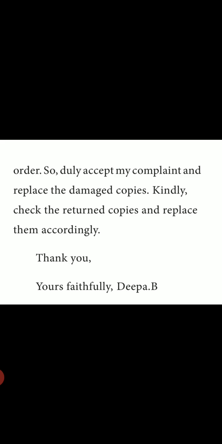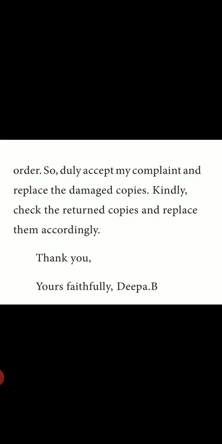Then the closing part, the concluding part: Kindly check the damaged copies and replace them accordingly. Then the complimentary clause, Thank you, put a comma. Then the subscription, Yours faithfully. Then the sender's name, Deepa.